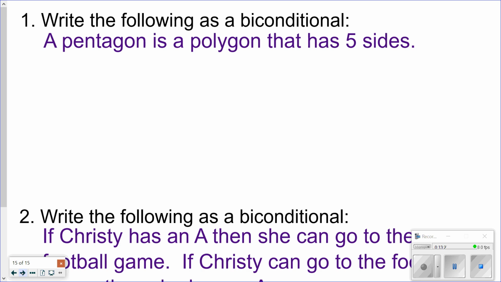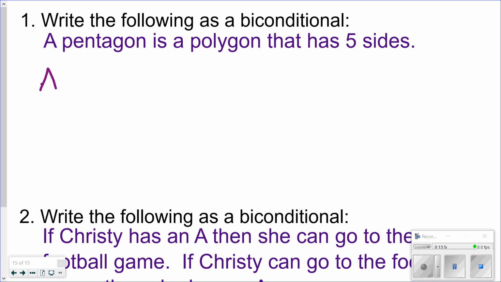So for this last problem here, we have two statements, and we're going to write the following as a biconditional statement. So number one, a pentagon is a polygon that has 5 sides. So how can we write this as an if and only if statement? Well, we could write it as a shape is a pentagon if and only if it has 5 sides. Both of those are true. A pentagon has 5 sides.